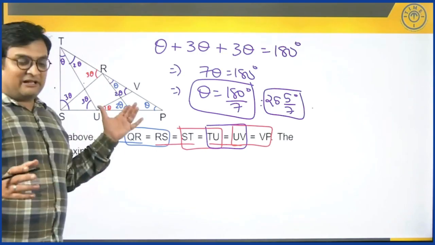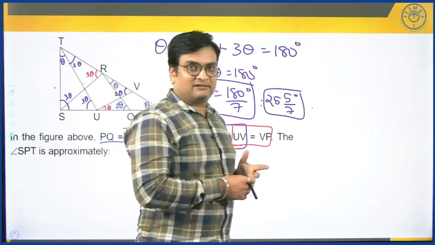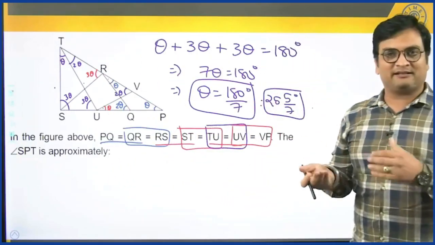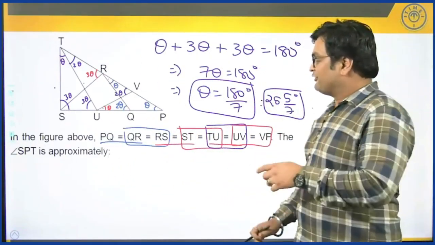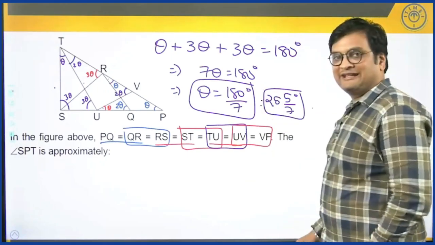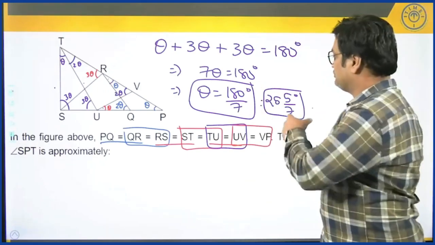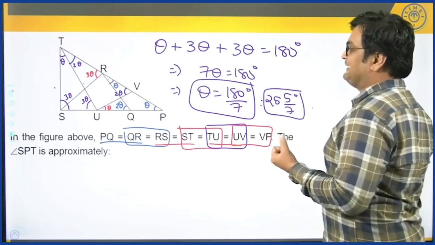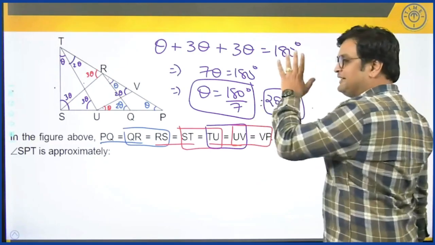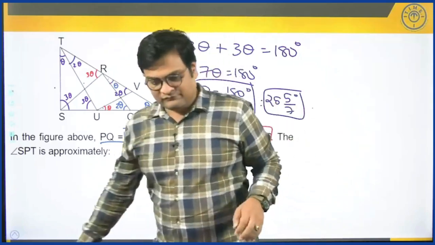So this is how we can, and by the way, this is a CAT model question, right? A similar question has appeared in CAT some time back. So I hope you have followed the way in which we have taken up different sets of triangles to get to our answer. So the question was find angle SPT, which is nothing but theta. We get our answer like this.